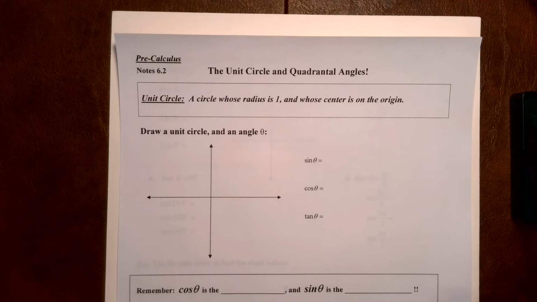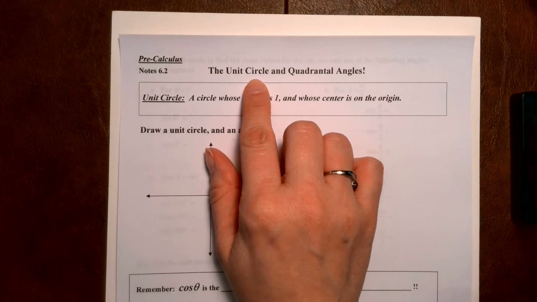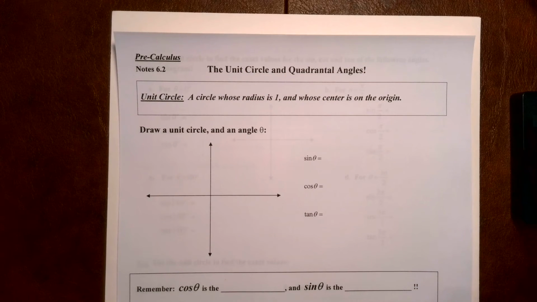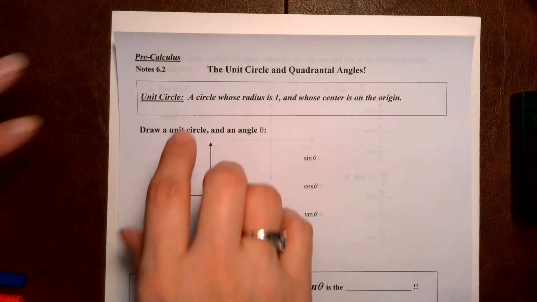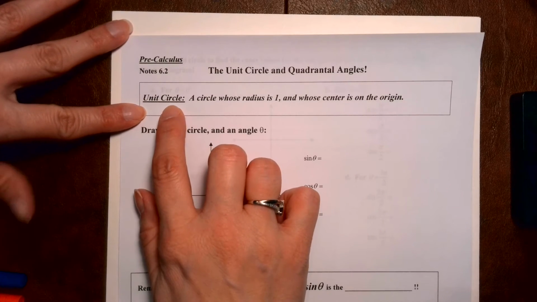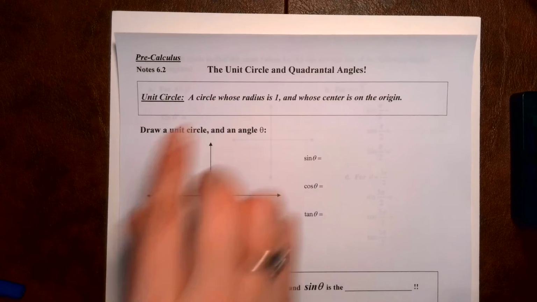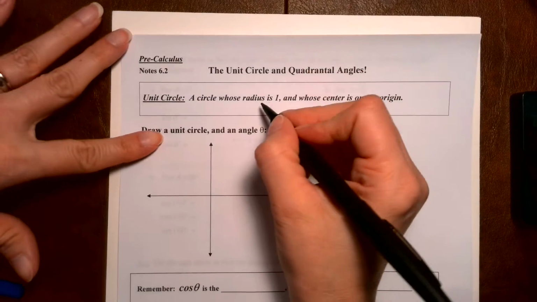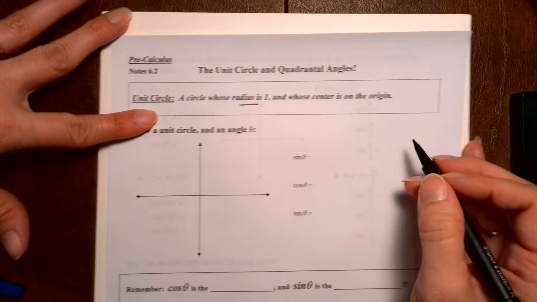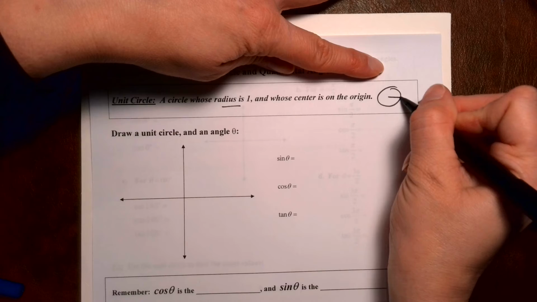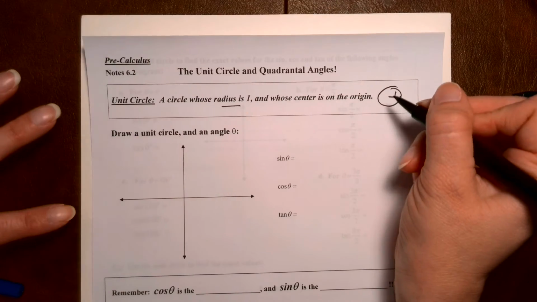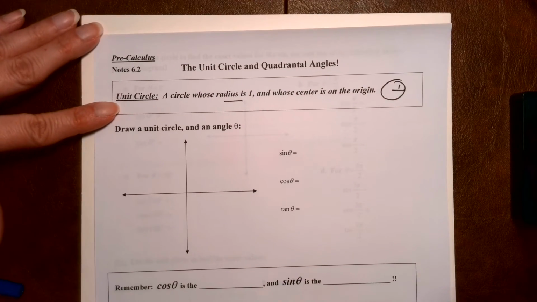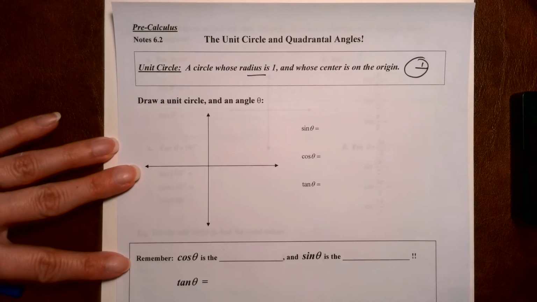Okay, pre-calc, I'm super excited that we're finally going to be getting to do some unit circle stuff and some quadrantal angles. So the first thing we're going to do is talk about what a unit circle is. It's a circle whose radius is one unit. The radius is only going to be one unit long, and the center is on the origin. So let's draw a little unit circle right here.